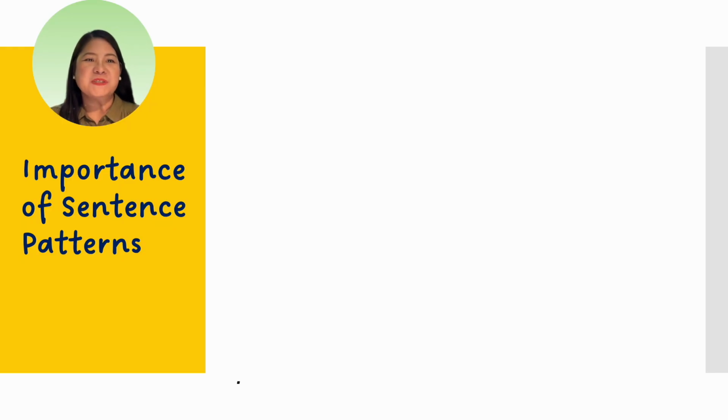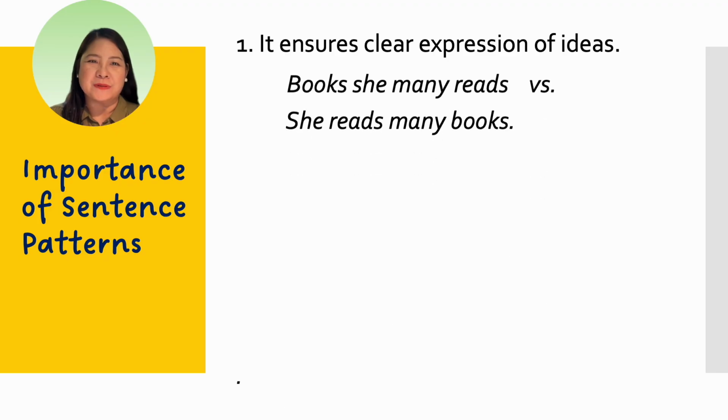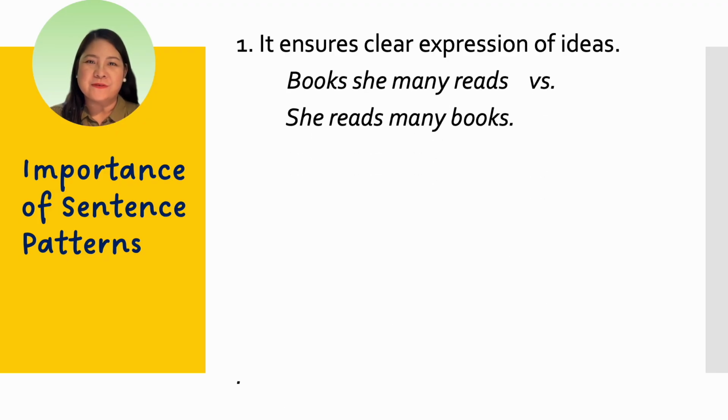So why are sentence patterns important? Number 1. A sentence pattern ensures clear expression of ideas. Let's take a look at these examples. Book she many reads versus she reads many books, which clearly expresses an idea. Certainly, it's the one with a pattern that starts with a subject, she, followed by the verb reads, and the object, many books. So it's she reads many books that expresses a clear idea.